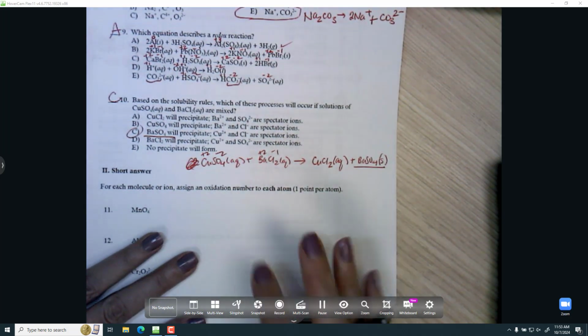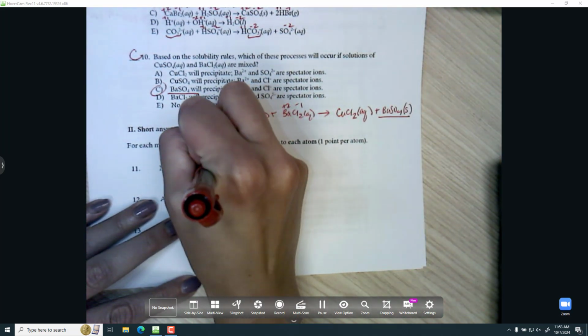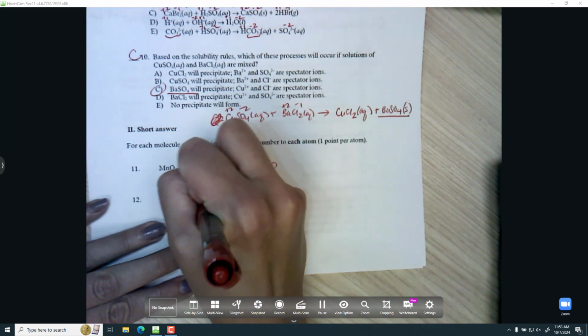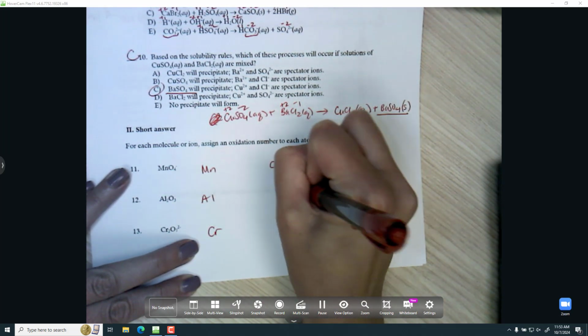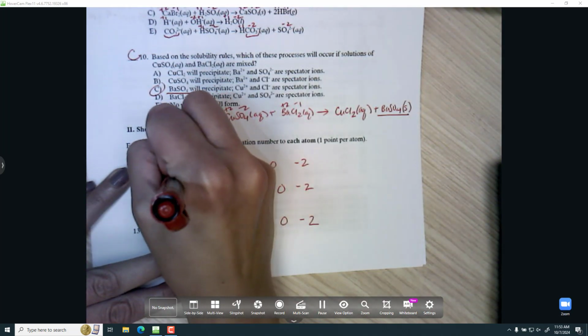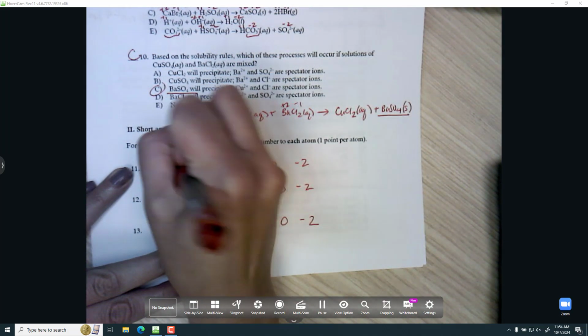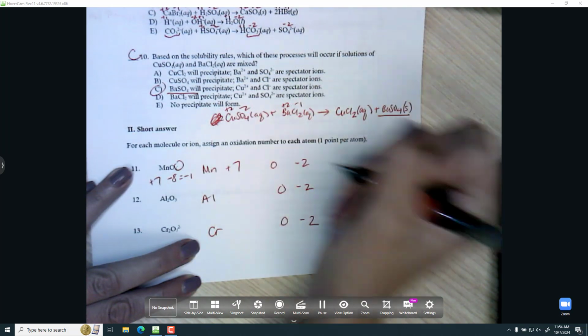All right, oxidation numbers for each atom. So I'm going to just write in all the atoms I have. I have manganese, oxygen, aluminum, oxygen. And then I can write in what I know, which is oxygen is always -2. So I'm going to write those in, and then I'll figure out what the charges are. So -2 times 4 is -8. The whole thing has to add up to -1 because of the charge, which means the manganese must be +7.